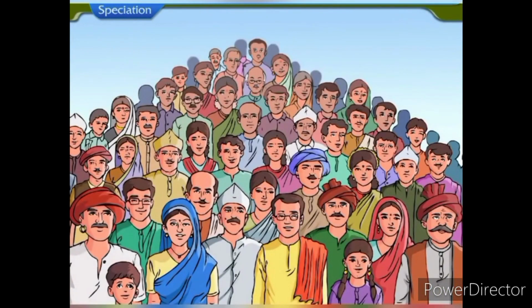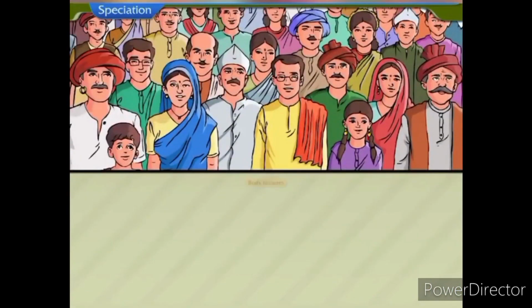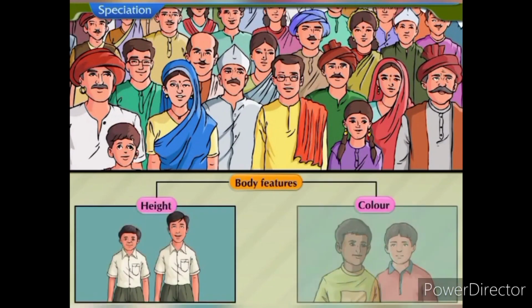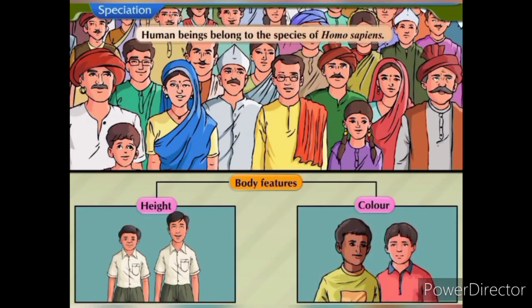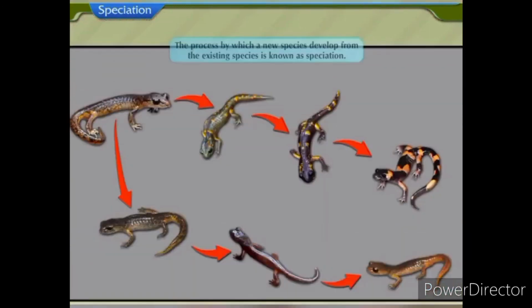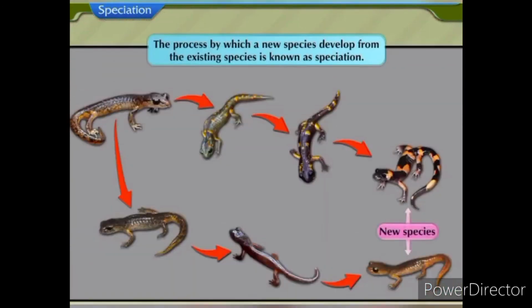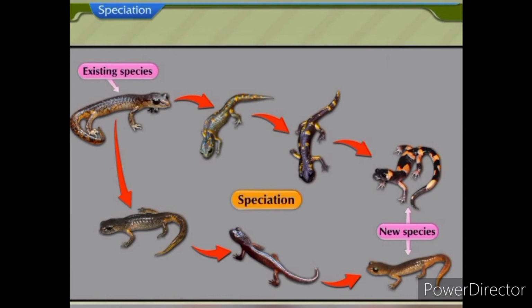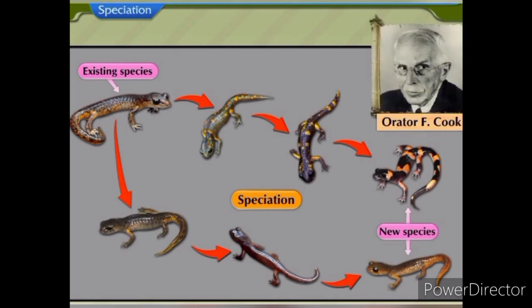In case of human beings, although there is a diversity observed with respect to body features such as height, color, etc., all human beings are said to belong to the same species of Homo sapiens. The process by which a new species develops from the existing species is known as speciation. The biologist Orator F. Cook coined the term speciation.